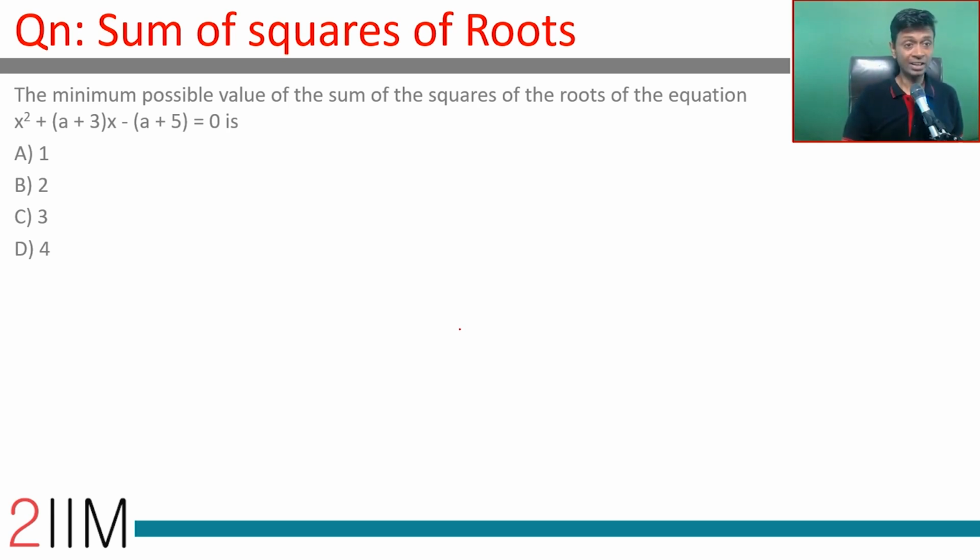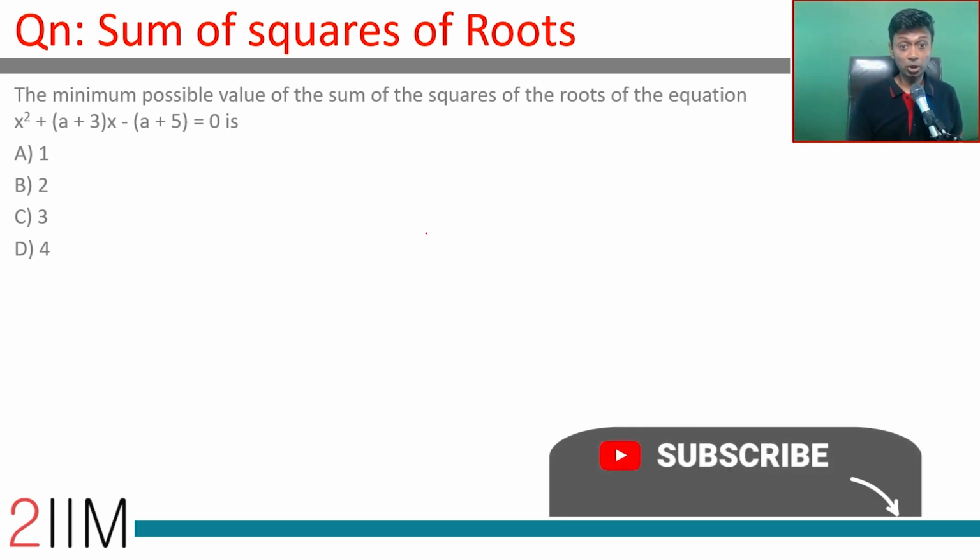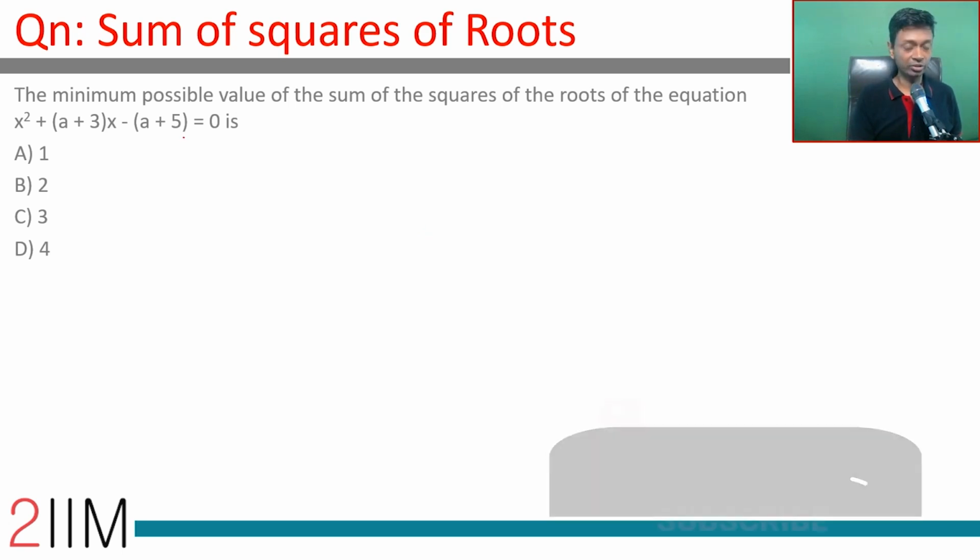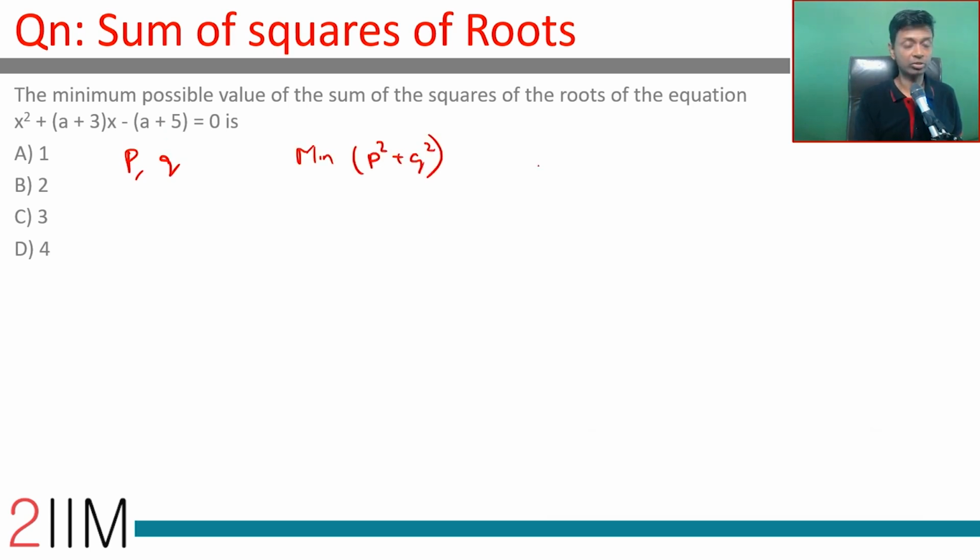Sum of squares of roots. The minimum possible value of the sum of the squares of the roots of the equation, the roots p and q, the two roots of a quadratic. We want to find the minimum value of p square plus q square. We know the sum of the roots and product of the roots formulae. Sum of the roots p plus q is minus b by a, which is minus of a plus 3. pq is c by a, which is minus of a plus 5.